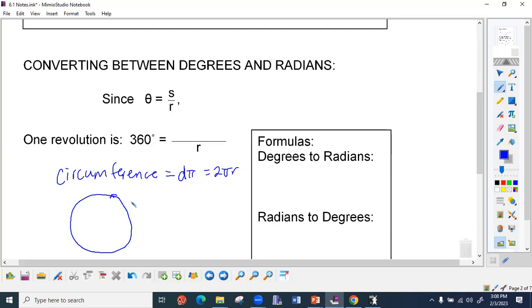So when we go around a circle, that means your arc length equals 2 pi r. Does that make sense? Because we went all the way around. So when I'm trying to find 1 revolution, we know it's 360 degrees, and my arc length was 2 pi r. What happens to the r's? They cancel. So now we know that 360 degrees equals 2 pi radians.